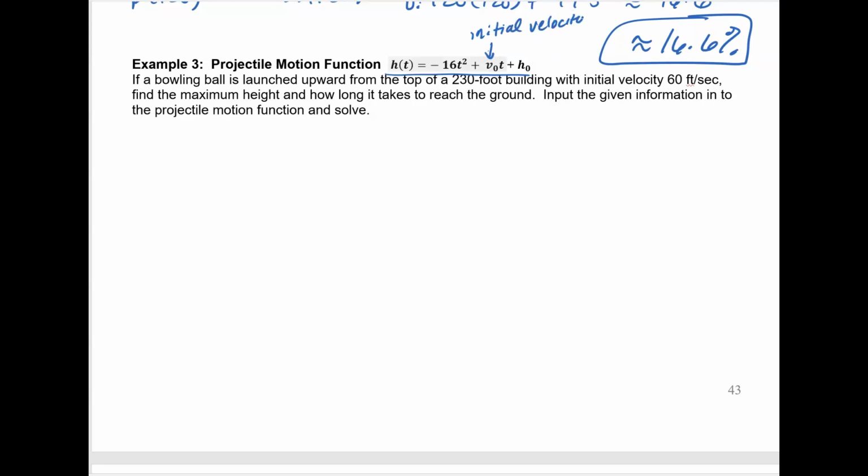You're going to need to come back to this later because in your homework you're going to also use this. And this h sub 0, that's your initial height. So as you read the problem, I want you to jot those down because we're going to need to plug those in.